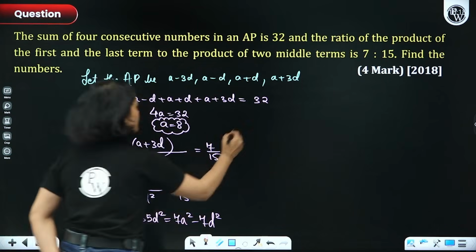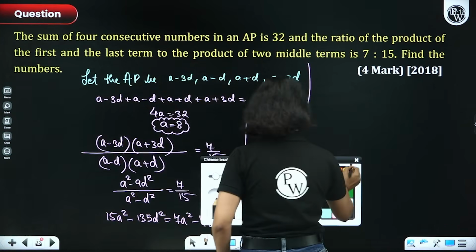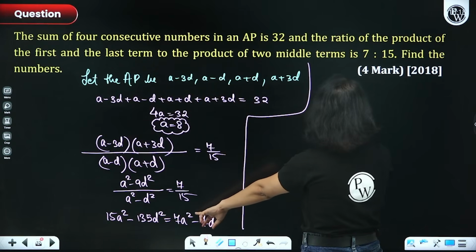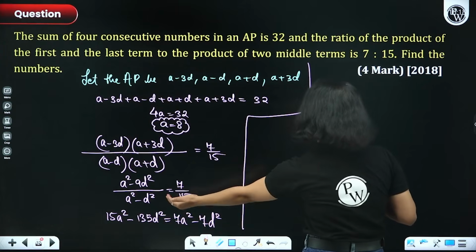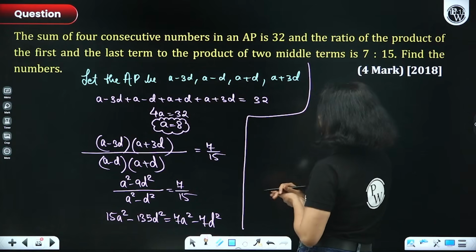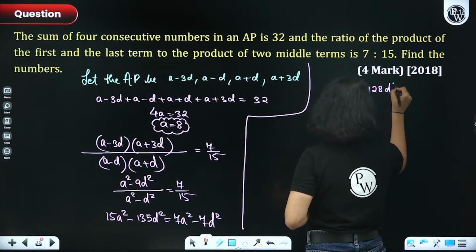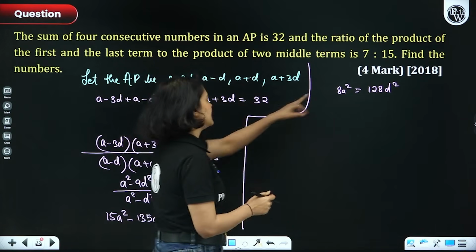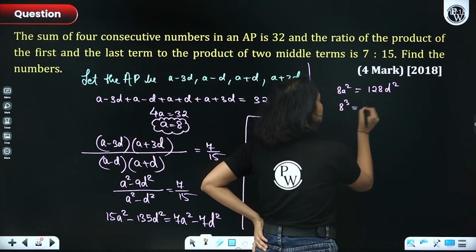Okay, now let's continue. 15a square minus 7a square would give you 8a square, everyone. And then here we'll take the d square part on the right hand side. So what we'll get? 135 minus 7 is 128d square. Now we know the value of a, we have figured it out, right? The value of a is 8. So let's just put a as 8 here. So we'll get 8 cube here.